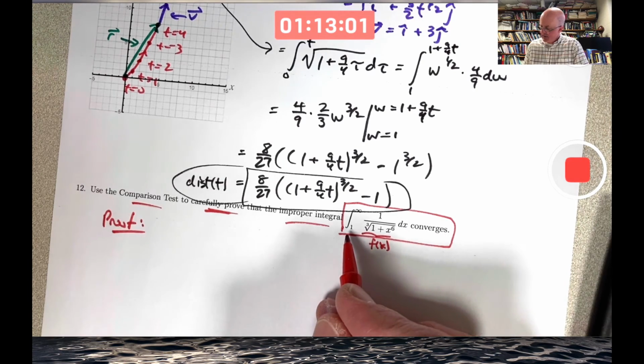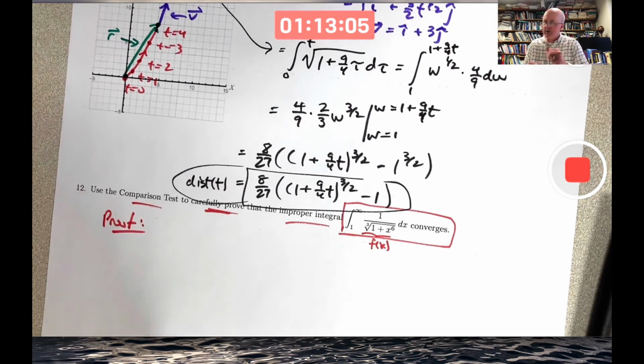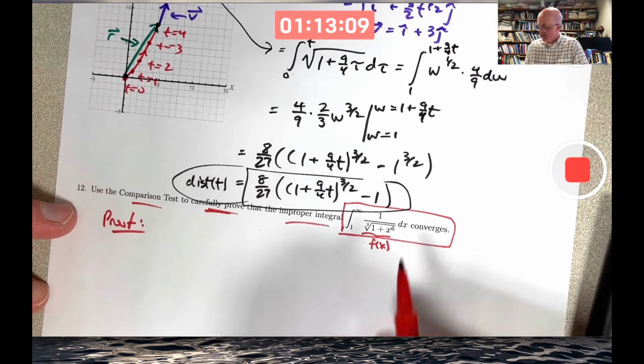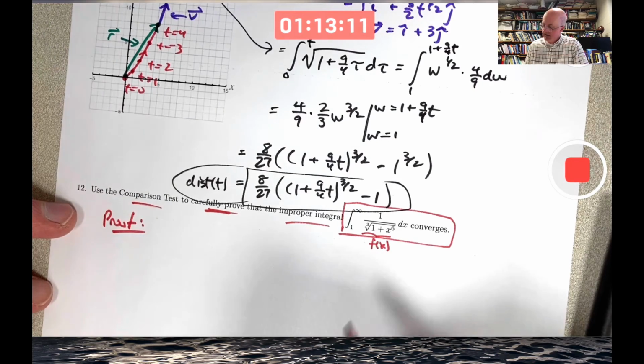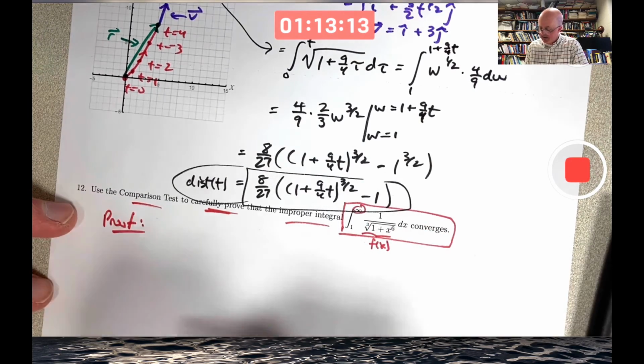By the way, I could have started the lower limit at 0. I chose 1 because it's just going to make it a little easier in terms of the comparison test. But I could have started at 0. This function does not have a vertical asymptote or anything at 0. The impropriety, so to speak, is the infinity.